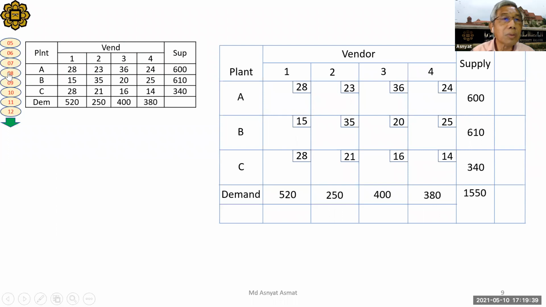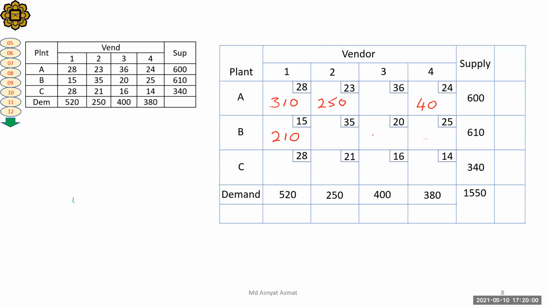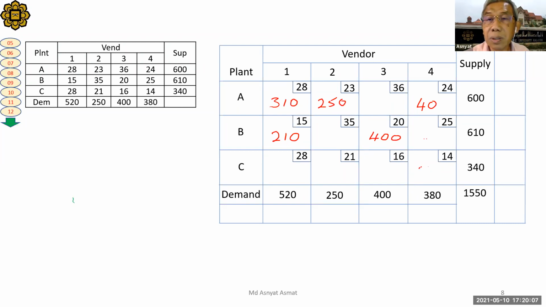250. 250. 100. Is it right? 200. 400. And then 340 down here. 340.